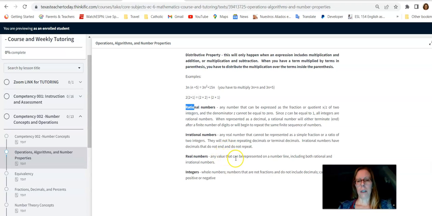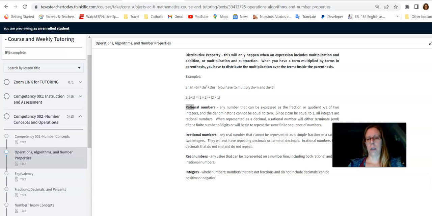Real numbers are any value that can be represented on a number line, including both rational and irrational numbers. So the whole spectrum of numbers that can be represented on a number line. And then integers are numbers that are not fractions and do not include decimals. They can be positive or negative. So those are the different types of numbers that you need to know about for the test.